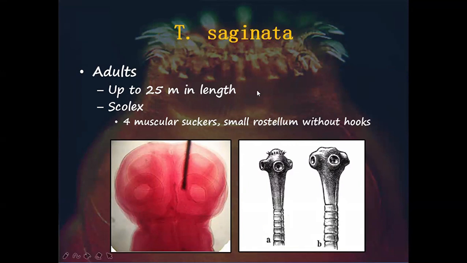Okay. So the books would mention that it can be up to 25 meters in length. Scolex, you have 4 muscular suckers, similar to T. solium, but your rostellum is just small and doesn't have hooks. So the figure A is the T. solium. You have 4 muscular suckers and a double row of hooks, whereas in T. saginata, you have the 4 suckers, but your rostellum is bare or naked without any hooks.